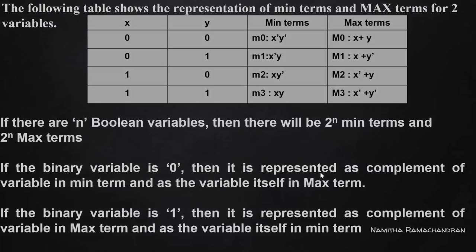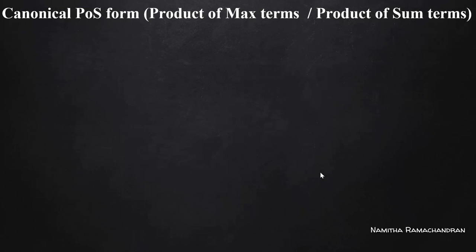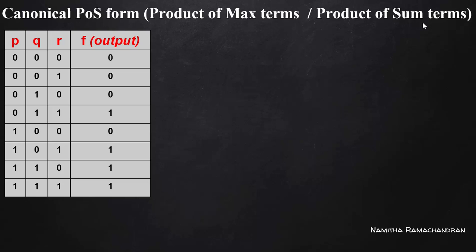Okay. So next is canonical POS form, product of max terms or product of standard sum terms. How to generate this canonical POS form? Consider this truth table using three input variables P, Q, R. Different possible values are listed here, and the function output of this particular truth table is given like this.